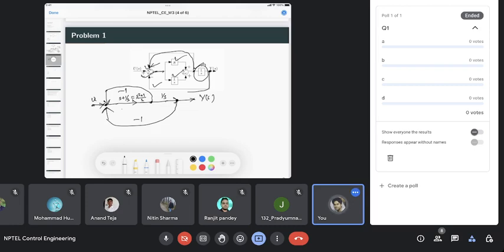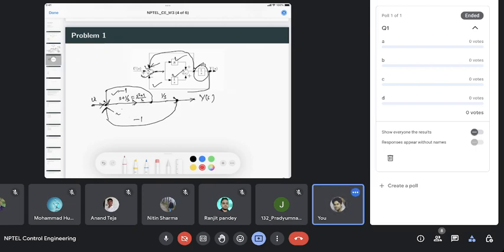These arrows are clear. So we have two loops, right? This one, this above one there, and this below one, and this above one, right? This one and this one. So you just write the forward path gains and the loop gains also. The forward path gain is simple, this forward path, right?